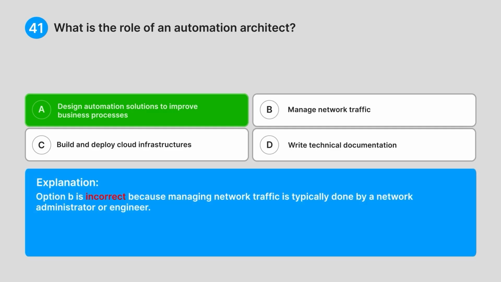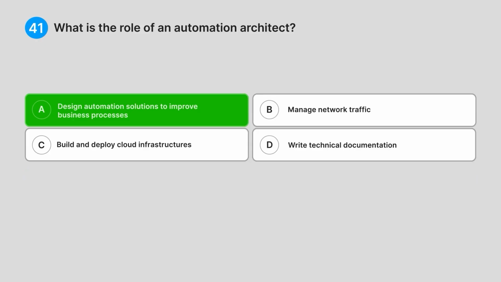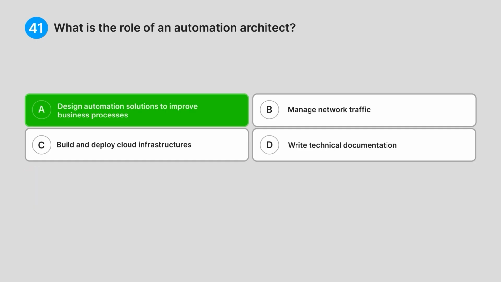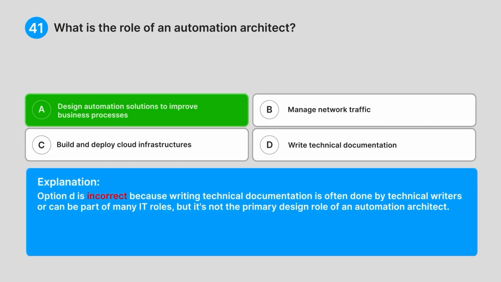Option B is incorrect because managing network traffic is typically done by a network administrator or engineer. Option C is incorrect because building and deploying cloud infrastructures is the role of a cloud architect or engineer. Option D is incorrect because writing technical documentation is often done by technical writers or can be part of many IT roles, but it's not the primary design role of an automation architect.